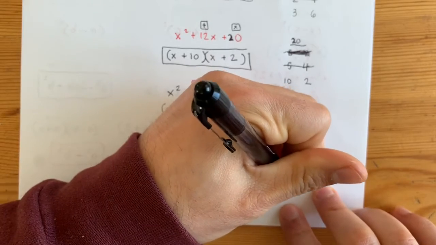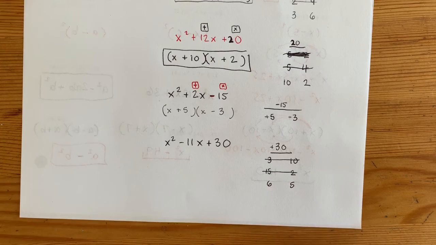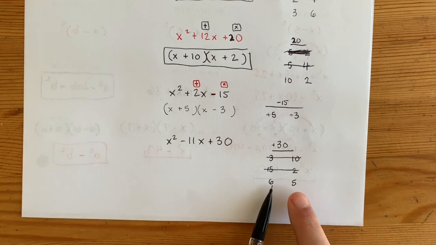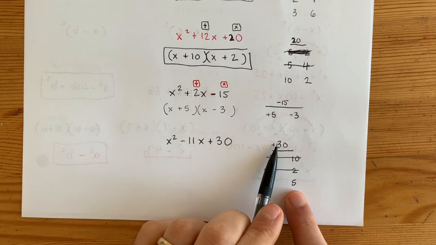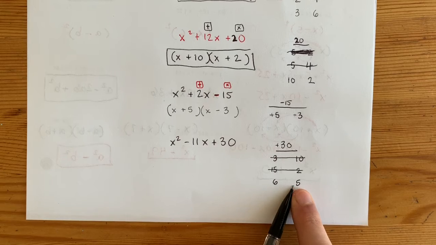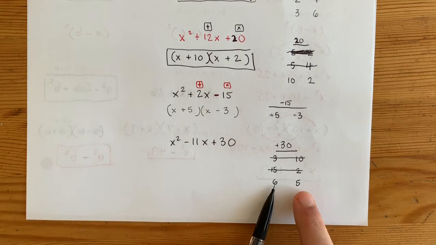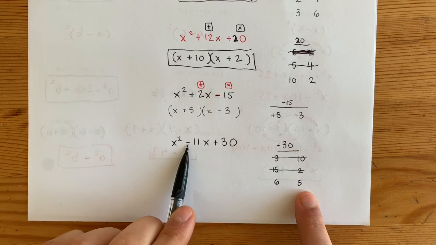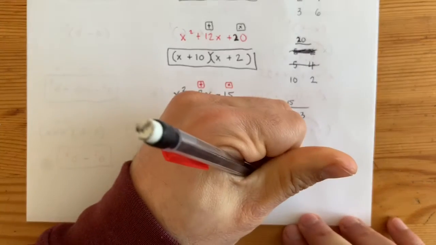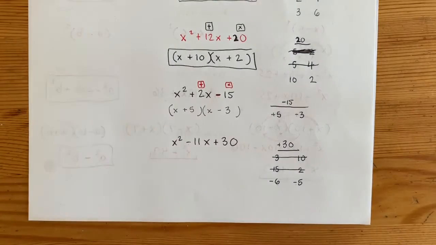6 and 5. Can I get to an 11 with them? I can. I do need to think about my signs here. So I need to make them multiply and make positive 30. These would make a positive 30 when multiplied. And then when they add, they need to make a negative 11. If I add 6 plus 5, that makes positive 11. So something's off here. I've got to fix some signs. To make negative 11, that would have to be a negative 6 and a negative 5.